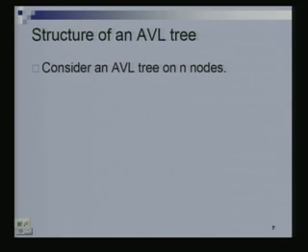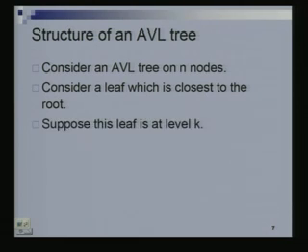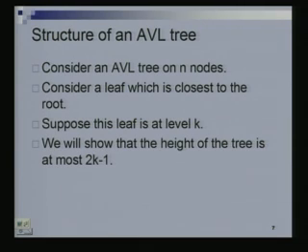Okay, so let us look at the structure of an AVL tree in a little bit more detail. I once again have an AVL tree on n nodes. Now let me take the leaf of this tree which is closest to the root, which means whose level number is as small as possible, the smallest amongst all the leaves. Suppose this leaf is at level k. We can show that the height of the tree is at most 2k minus 1. Is this clear? No, this requires a proof, and let us do that.